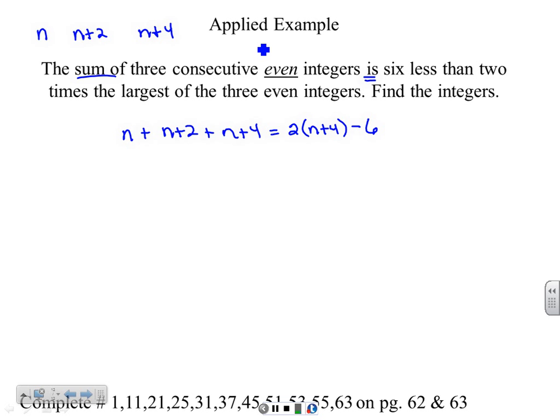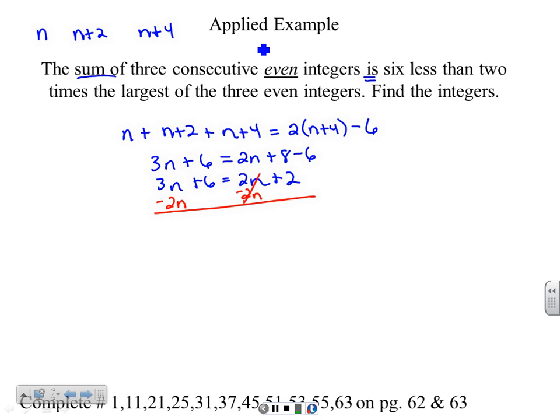Alright, on the left hand side we're going to combine like terms. So we're going to have 3n plus 6. And on the right hand side we need to use the distributive property. So we have 2n plus 8 minus 6. And we can still combine like terms on the right hand side. So we have 3n plus 6 is equal to 2n plus 2. Now that I've got everything simplified, I need to start moving things around. So I'm going to get my n's on the same side, so I'm going to subtract 2n from both sides. So I'm going to have n plus 6 is equal to 2. And then I need to get the 6 over there with the 2, so we'll subtract 6 from both sides. And so we'll have n is equal to negative 4.